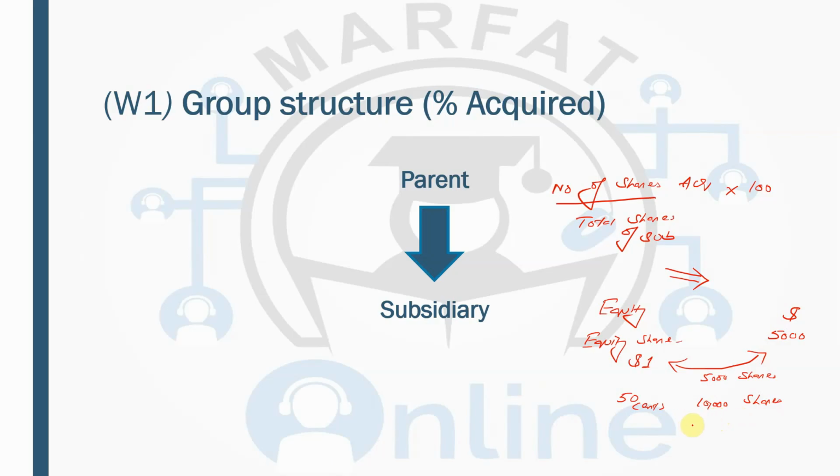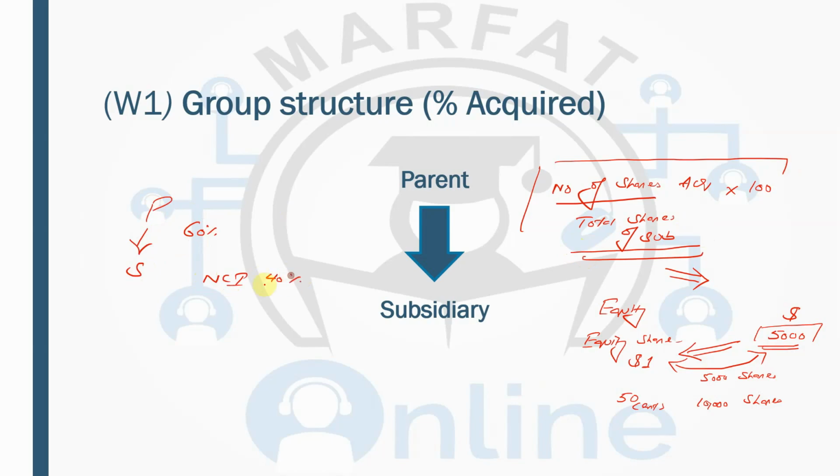This is the important point you need to see: how many shares are there. Sometimes students directly pick this thing as the number of shares, but this is the balance. In order to calculate the shares, you have to see the par value, and then you will be able to calculate the total number of shares. So number of shares acquired divided by the total shares of the subsidiary, multiplied by 100. This will give you the percentage which is acquired by the parent in the subsidiary. So for example, if the parent has acquired 60% shares, then the non-controlling interest is 40%. This is in the basic consolidation.